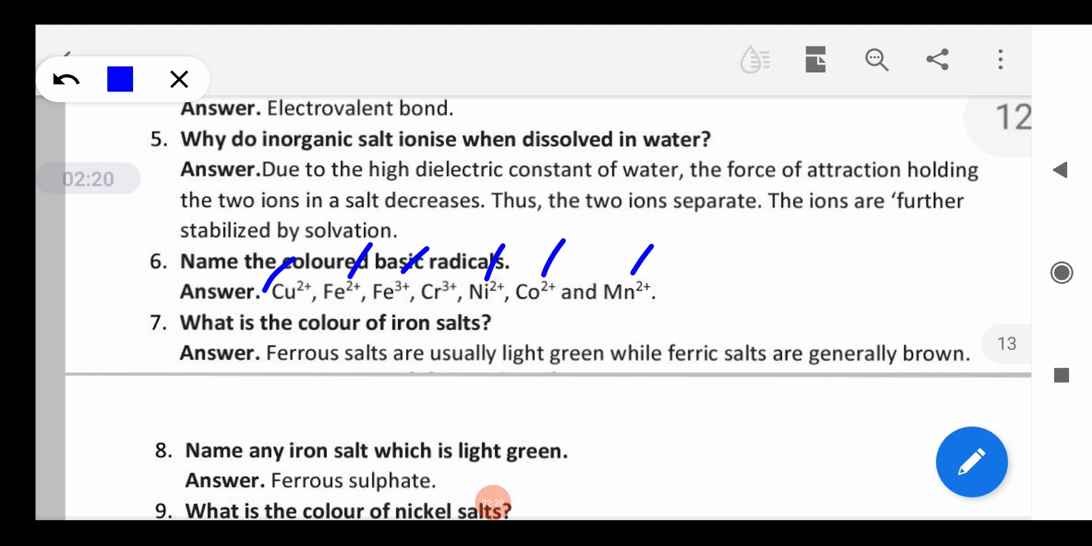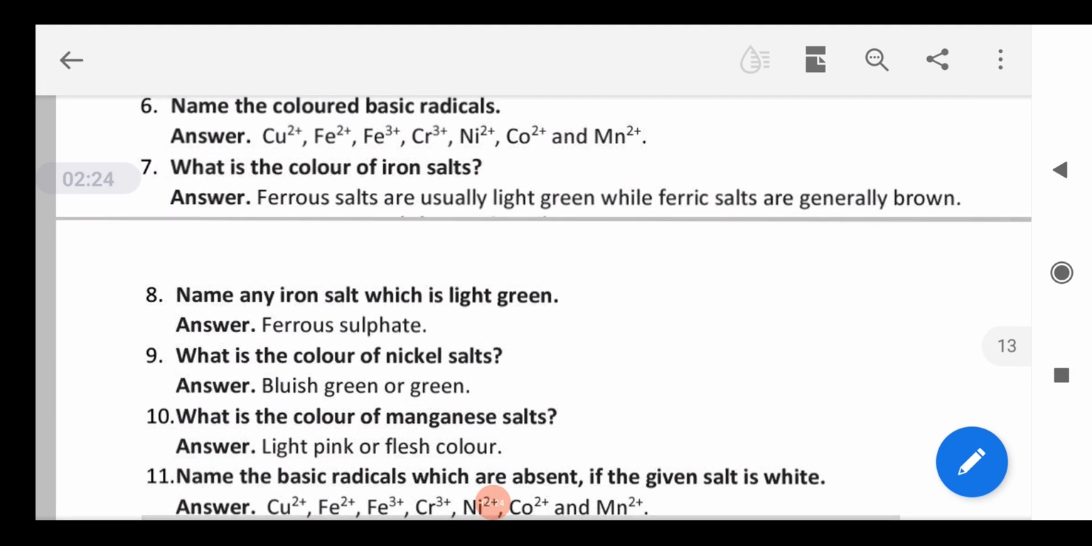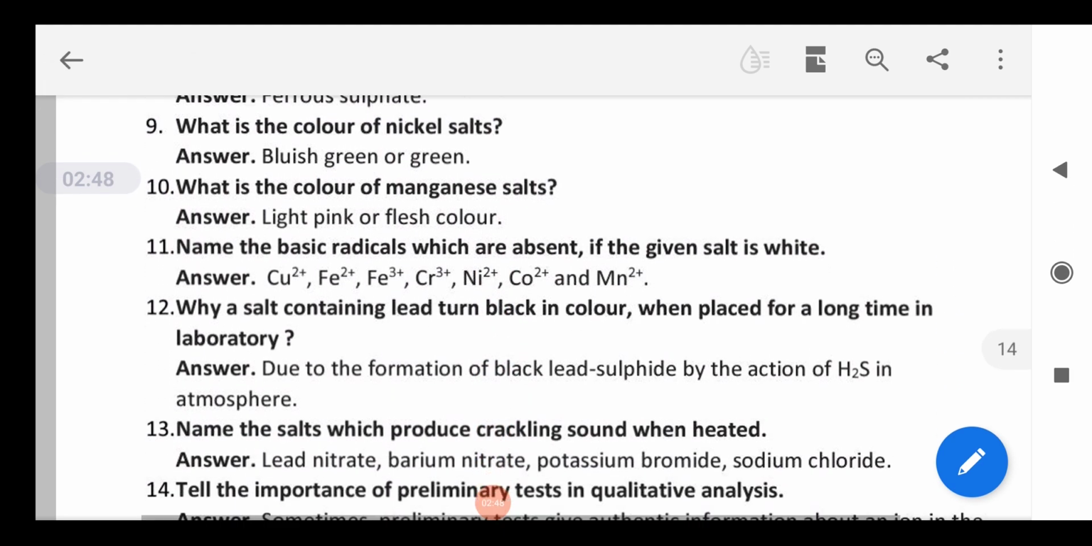Next question is, what is the color of iron salt? Iron salt, for example ferrous sulfate, is light green, while ferric salts, Fe3+ salts, are generally brown in color. Name any iron salt which is light green. FeSO4. What is the color of nickel salt? It is green. And what is the color of manganese? It is skin color, as I have already told.